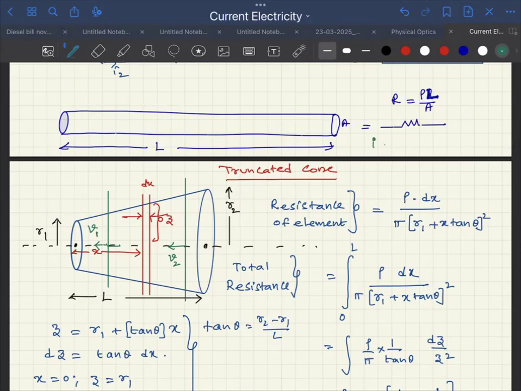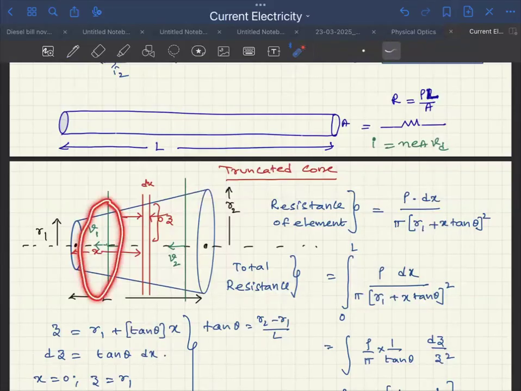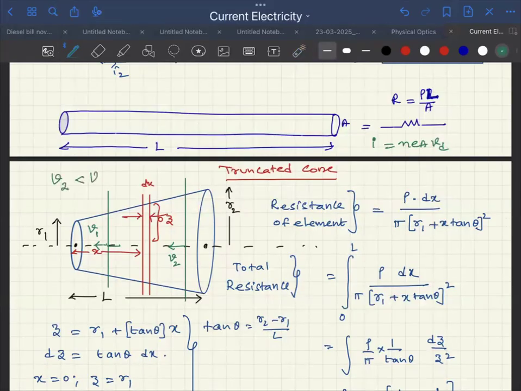Remember, current is the same. I equals n e A vd. Entire material is the same, so n is the same for all, e is the same for all. Is A the same for every cross section? No. So it is like the equation of continuity. At this point, cross section is less. At this point, cross section is high. So as you move from left to right, towards the larger cross section, drift velocity decreases, to maintain the current to be the same.